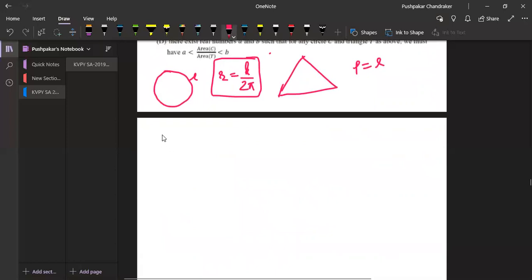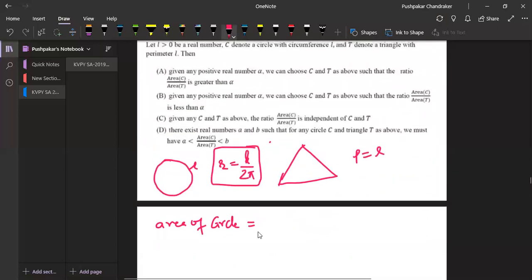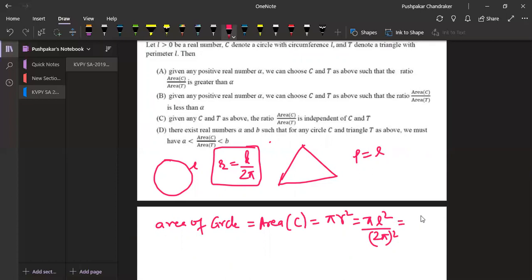Now, the area of the circle is fixed. Area of the circle is pi r square, which is nothing but pi times L by 2 pi, whole square. So we get this expression, which is nothing but L square by 4 pi. This is a constant because L is constant.